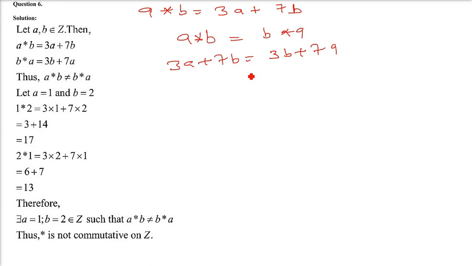But we cannot just say it like that. Let us prove it with certain values taken from Z, that is the integers. Let us take A as 1 and B as 2. You can take any value. So 3 into 1 is 3 and 7 into 2 is 14, giving 17. Here 3 into 2 is 6 and 7 into 1 is 7, and 6 plus 7 is 13. They are not equal. So star is not commutative on Z.